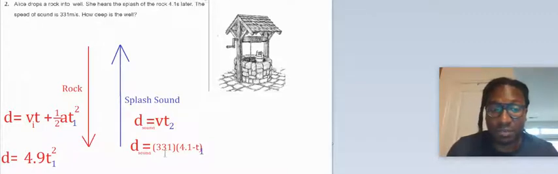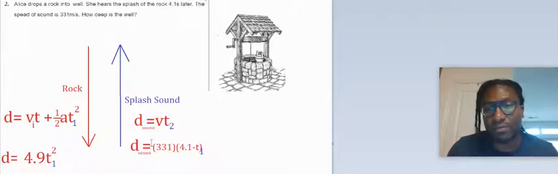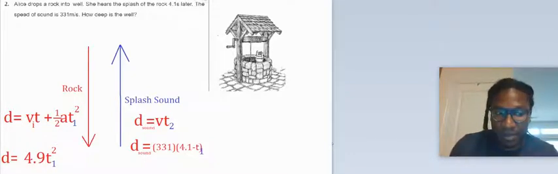So here's your formula. You have the speed of sound. You now have 4.1 minus T1. Here you have D equals 4.9 T squared. Again, this is T1. So now I have two formulas. Both of these D's are the same number. Both of these T's are the same number. Set the two equations equal to each other. Solve for time. That'll help you get to the depth of the well. It's going to be a system of equations. You may have to use the quadratic formula, but here's the setup.